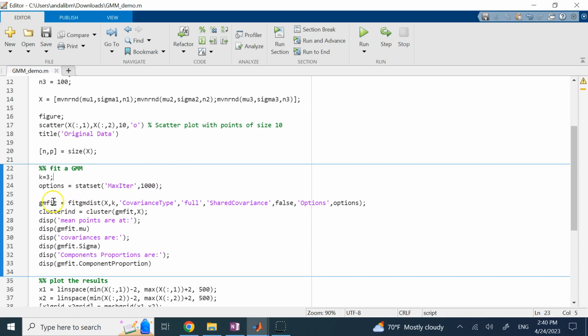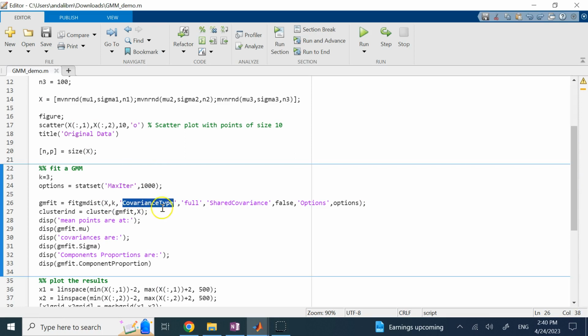Okay. Then here, this is my GMM fitting function, which calculates those 3 parameters and does all the iterations. So it's called fit GM, Gaussian Mixture GM, dist, okay? And then what you need to pass to it is your data and the number of clusters and a bunch of options if you want. But all it really needs is X and K. But what are the options if you want to tell them?